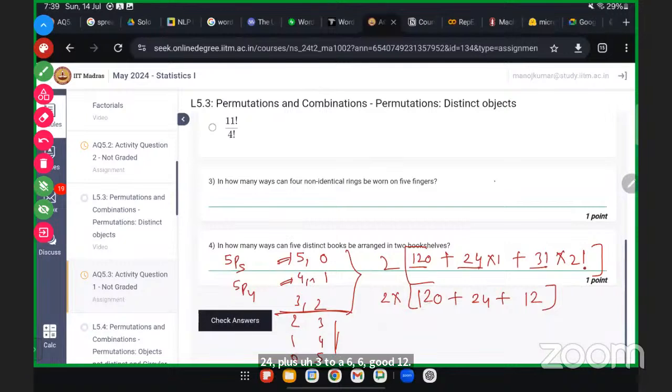So this is 2 plus 4, 6, 1, 2, 3, 3 plus 2, 5, 1, and multiply by 2. So this is going to be 312. So 150 is 300 and 6 is 12, right? So that many ways I think.